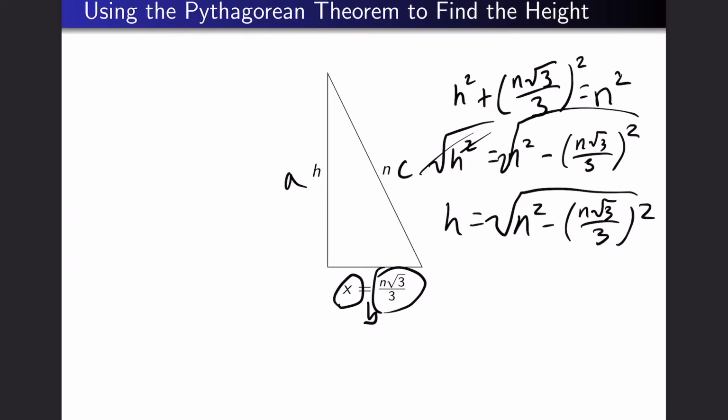Let's try to evaluate these inside terms. All right. So h is equal to the square root of n squared minus these terms. We're just going to distribute this square out to each and every term, to make it easier for us. This is going to be n squared times 3 over 3 squared. I'm going to keep the square here for now.